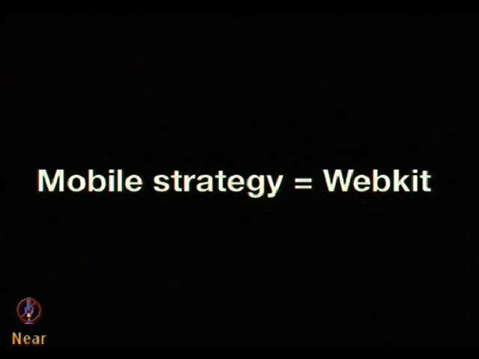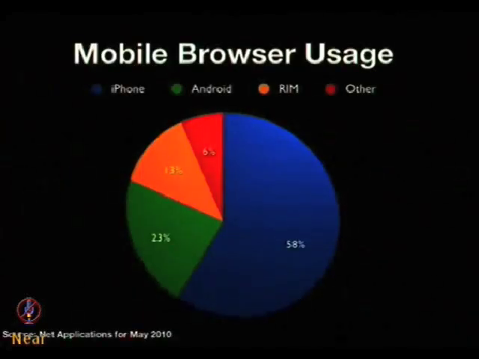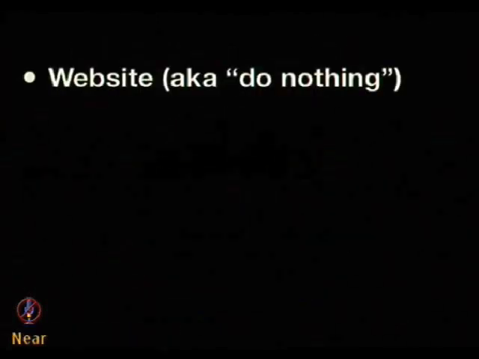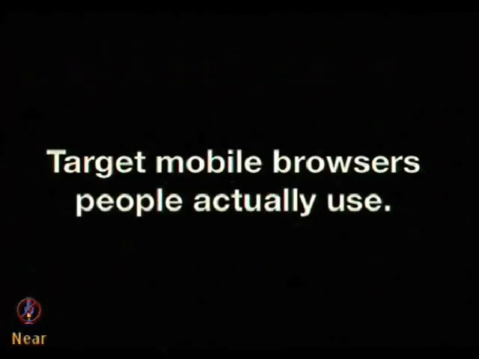So that means that your mobile strategy is WebKit. If we go back to this slide, look at the top two mobile browser usage categories: it's iPhone and Android, and those are both WebKit-based browsers. So ultimately, what I think you should do is target browsers that people really use versus the ones that are on phones but don't get used much or do terrible jobs at rendering pages.